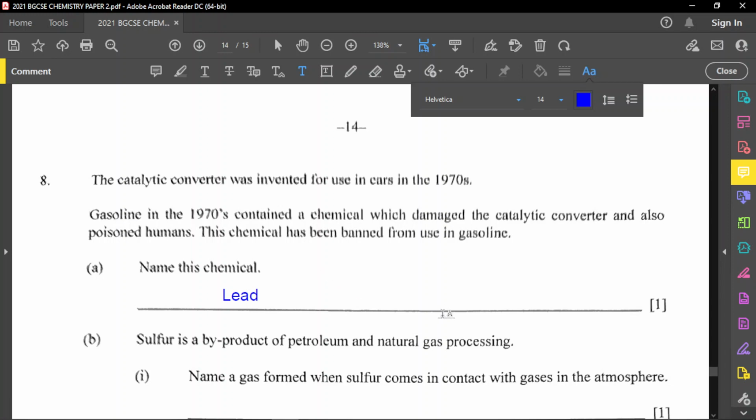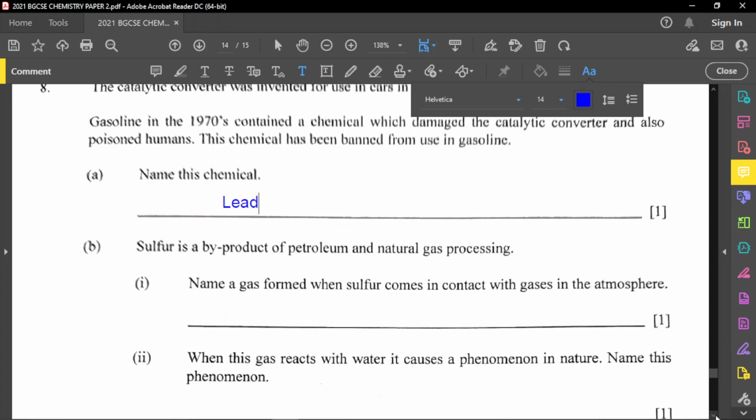All right, so we can have lead poisoning. However, part B is sulfur, a byproduct of petroleum and natural gas processing. Name a gas formed when sulfur comes in contact with gases in the atmosphere. And this gas is actually called sulfur dioxide. And sulfur dioxide is SO2, just to make a note of that.